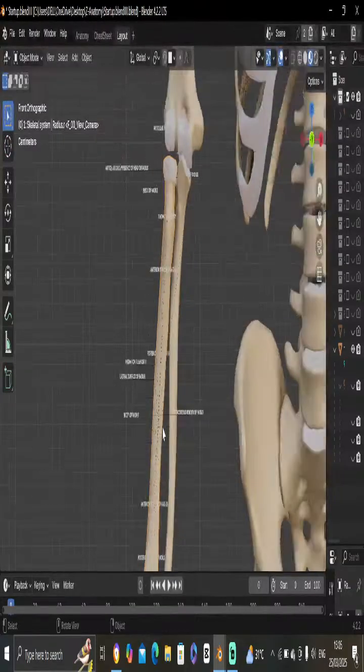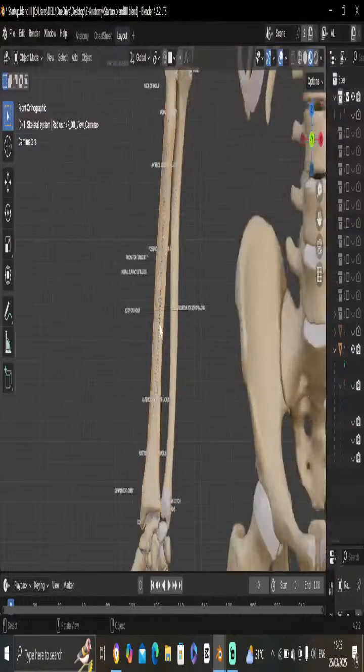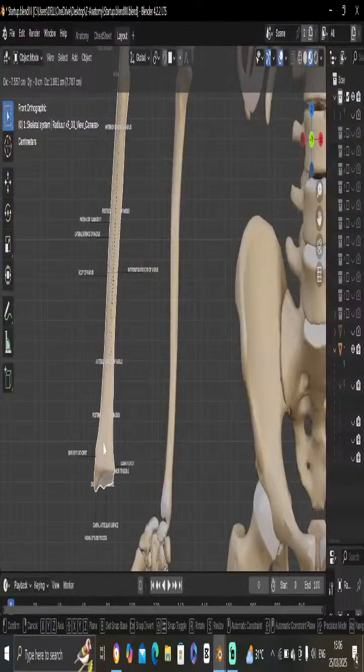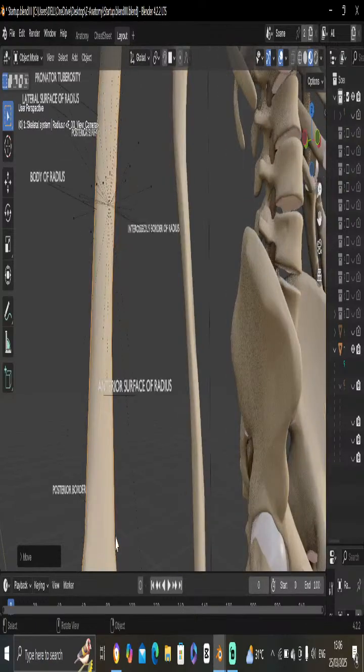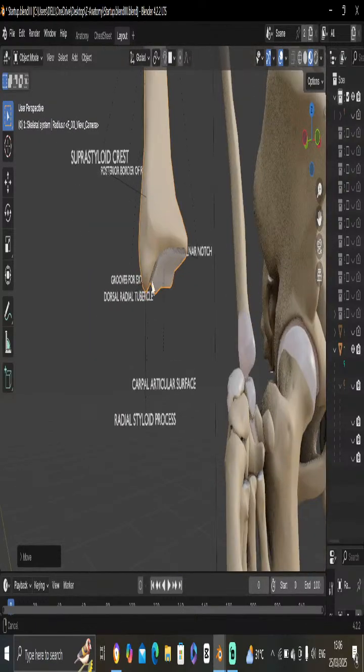Then in the body, these two bones are connected by the interosseous membrane. Interosseous, in between two bones. So the interosseous membrane actually connects the ulna to the radius. Then on the distal side of the radius, we can see it becomes broad. And on the lateral aspect, we have this tiny projection known as the radial styloid process, which happens here.